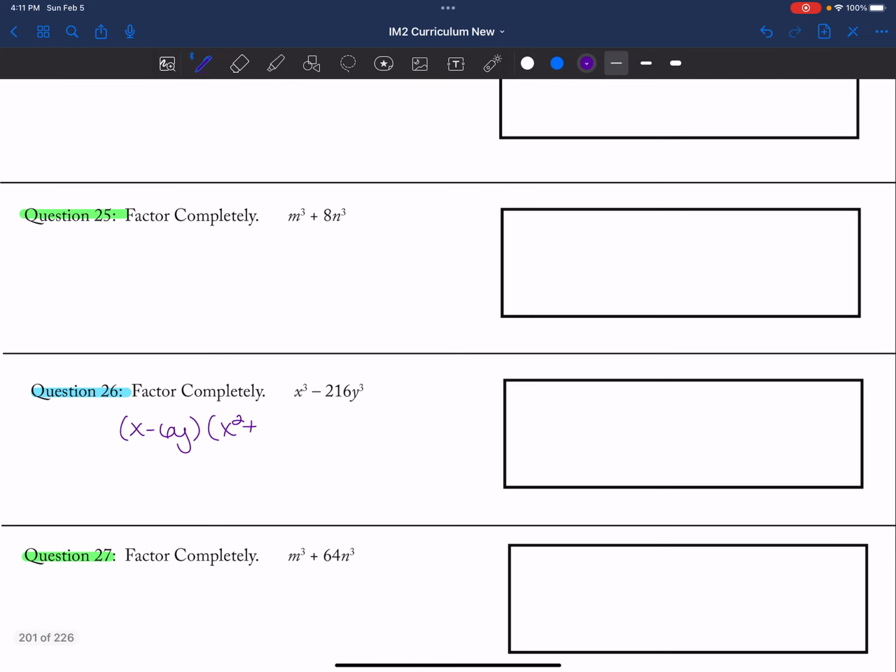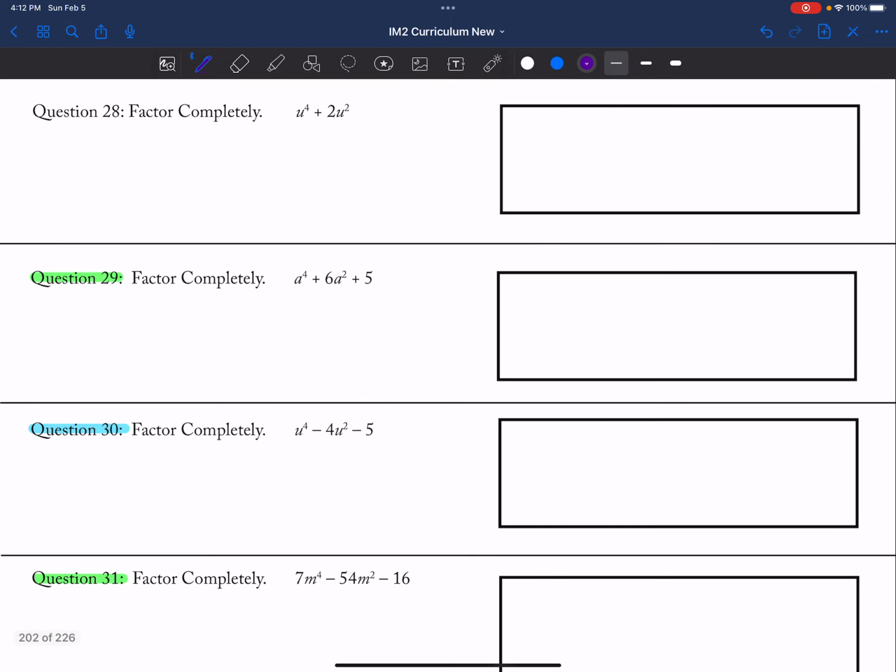Okay. 6x times 6y plus 36y squared. So this is x minus 6y, x squared plus 6xy plus 36y squared. Close the parentheses. Okay.